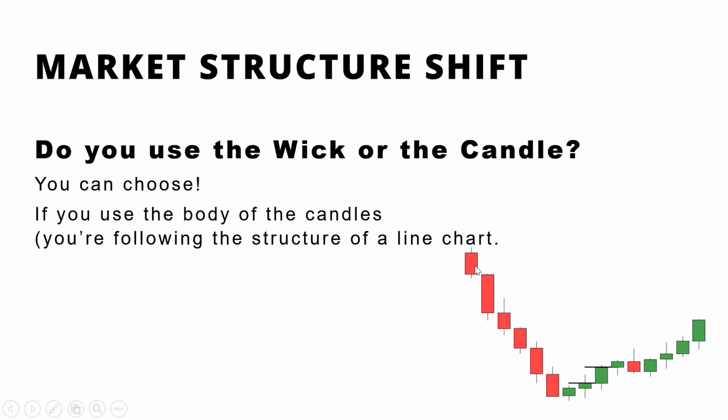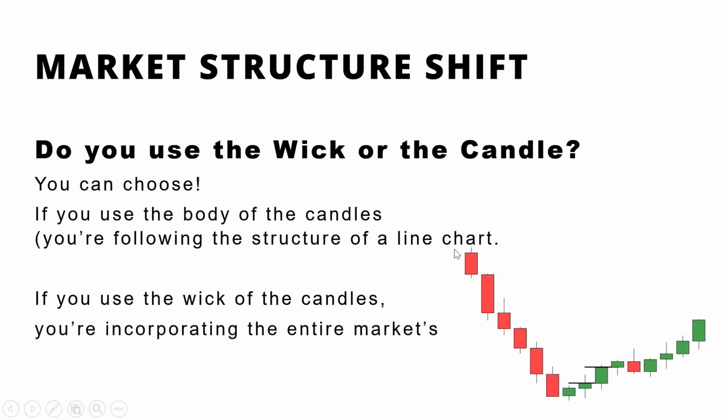So if we draw this, as you know, a red candle has an open and a close lower than where the open is. So follow the direction of the candle. So we got down, open, down, open, down, open, so on. Okay, then you got up, up, up. Then you got down, up. So if you learn to do this with the candles, you'll get an idea of where there is a break in market structure. If you use the wick of the candles, you're incorporating the entire market's price movements.